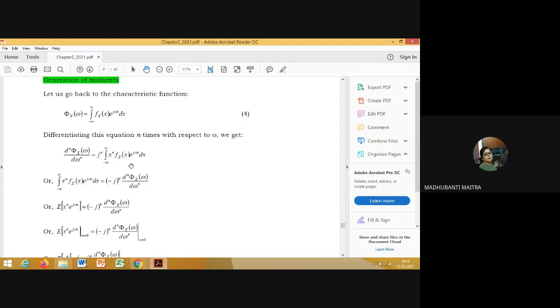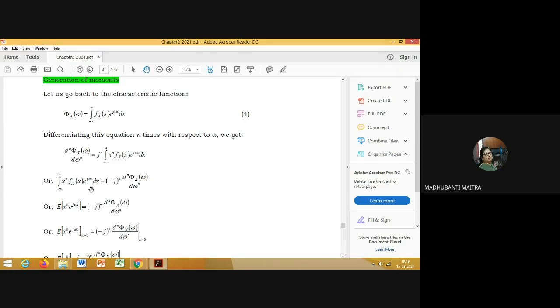So this part is written over here, which is the integration from minus infinity to infinity of x to the power n f(x) e to the power j omega x dx, and it will be equal to minus j to the power n times d^n phi_x(omega) / d omega^n.